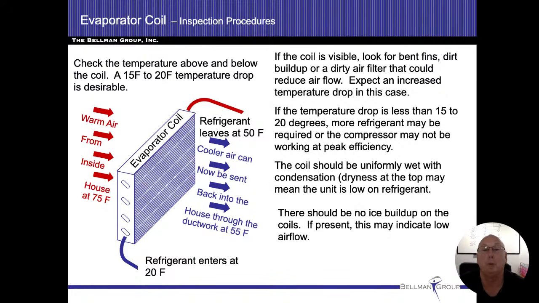The coil should be uniformly wet with condensation, and you're only going to see that on the underside. You're not going to see that on the top side. Definitely there's not going to be any ice buildup. If we see ice anywhere, whether it's on the refrigerant lines or on the coil itself, we're low on refrigerant, all right? So ice buildup is going to be the number one indicator for low refrigerant.